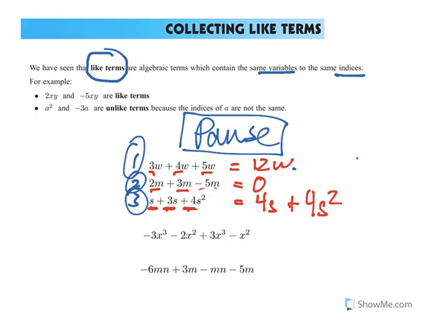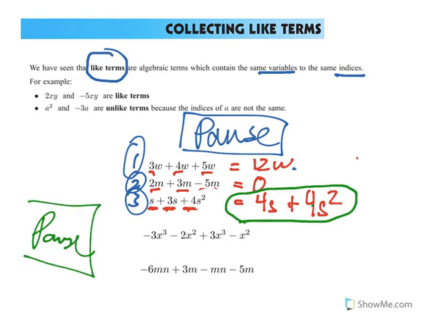So our combined like term expression will be 4s plus 4s squared. Go ahead and do the last two. Pause and try and solve the last two.